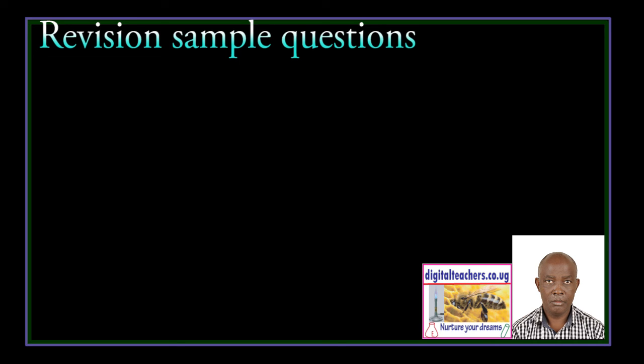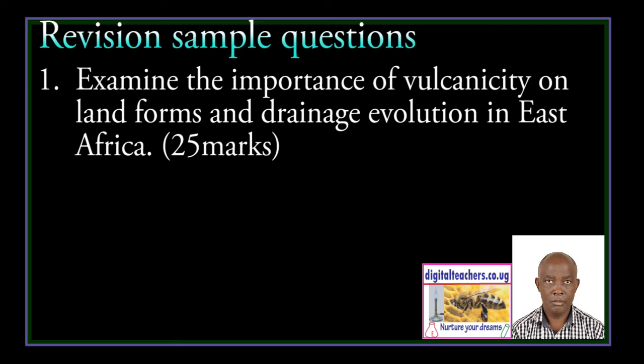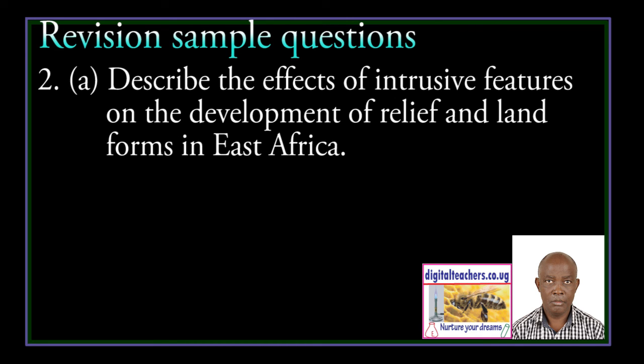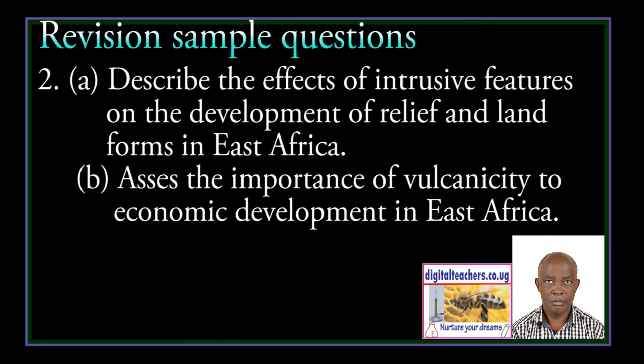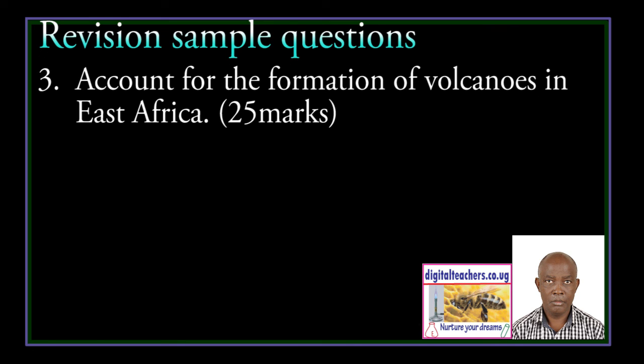Revision sample questions. One: examine the importance of volcanicity on landforms and drainage evolution in East Africa. 25 marks. Two: a, describe the effect of intrusive features on the development of relief and landforms in East Africa. b, assess the importance of volcanicity to economic development in East Africa. Three: account for the formation of volcanoes in East Africa.